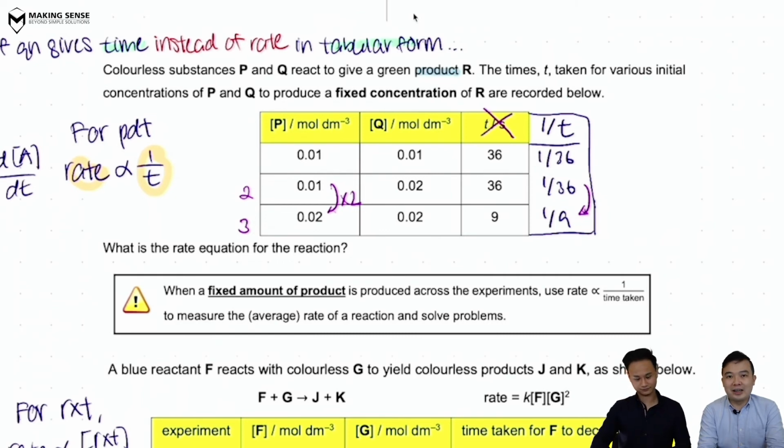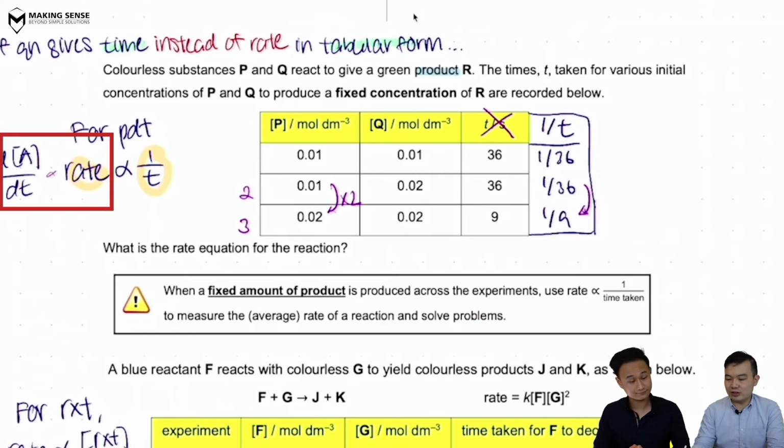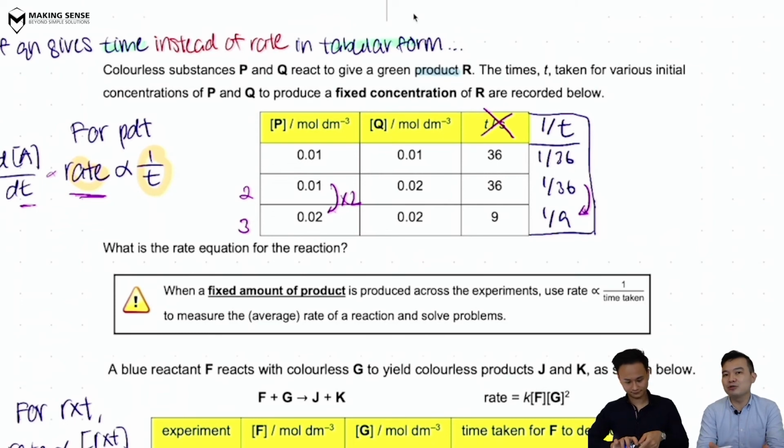The reason why we use 1 over time is also because of the differentiation concept. You do notice that rate is proportional to dA/dt, so you can see that rate is inversely proportional to time. That's why we use this method. But one very important thing that Mr. Tim has pointed out is that you have to know what the time is measuring. If you're measuring the amount of time for the product to be formed, then you can use 1 over t.